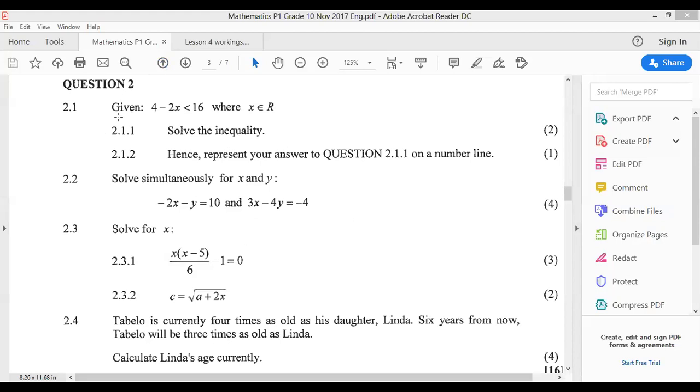It says given 4 minus 2x less than 16, where x is an element of real numbers, right? Now, guys, this is very important. They're telling you that x is an element of real numbers, right? So I just want to ask you a question. What do they mean when they say x is an element of real numbers, basically?